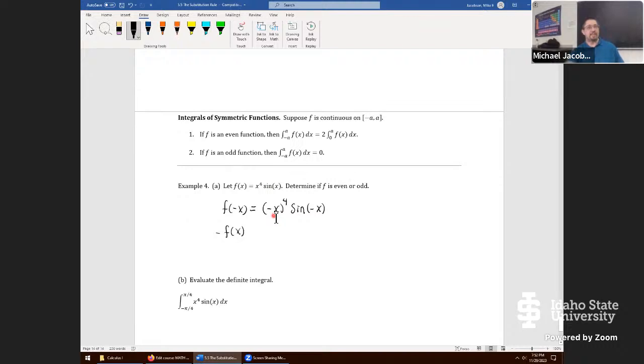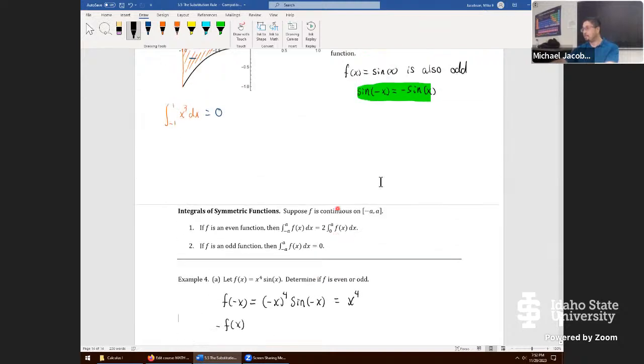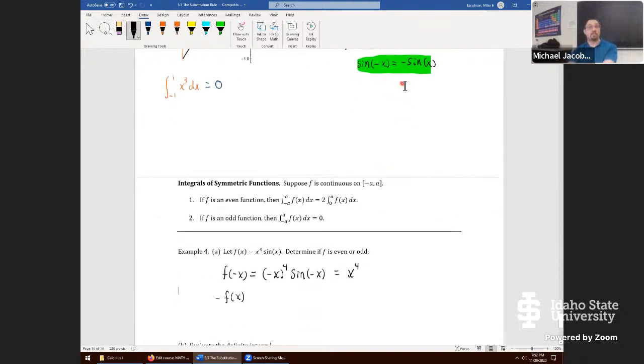We can evaluate negative x power 4 pretty easily. That's just going to turn into positive x power 4. The even exponent wipes out the sign. But over here, something extra happens. Let's turn up above. Sine is an odd function, so sine of negative x will turn into negative sine x. So this whole thing turns into negative x power 4 sine x after simplifying. Any questions so far, folks, on this line here?